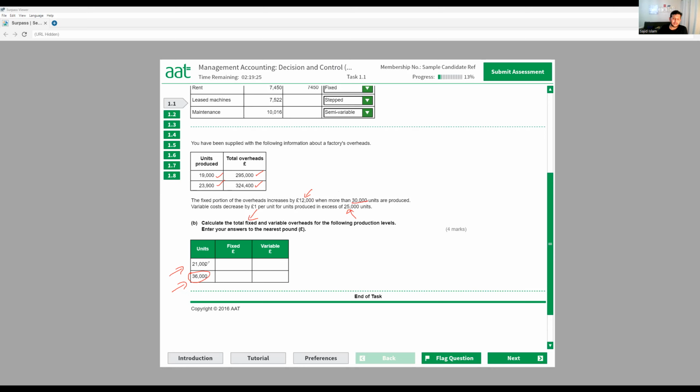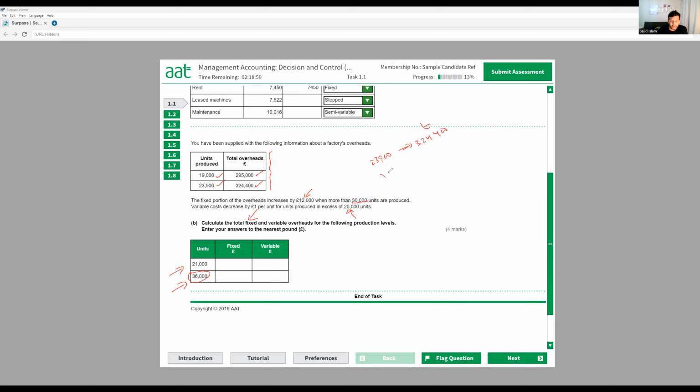So let's try to find out how much is the variable cost per unit and how much is the fixed cost, by using this information and the technique called the high-low method. So we take the higher one, 23,900, and the cost is 324,400.